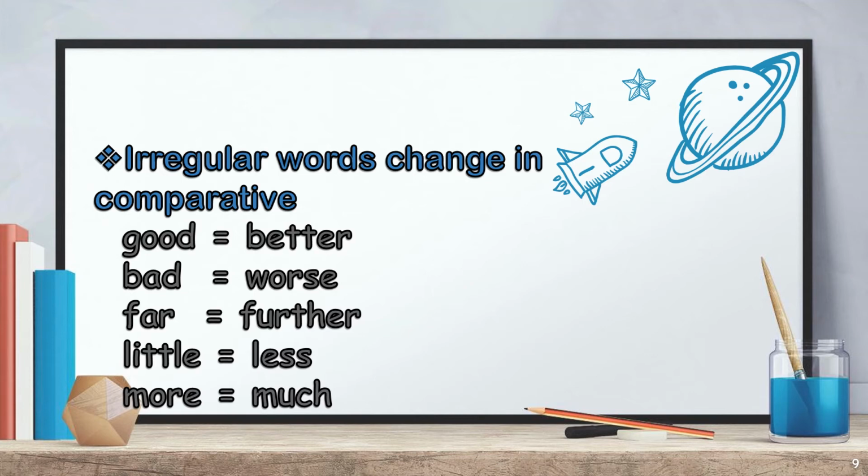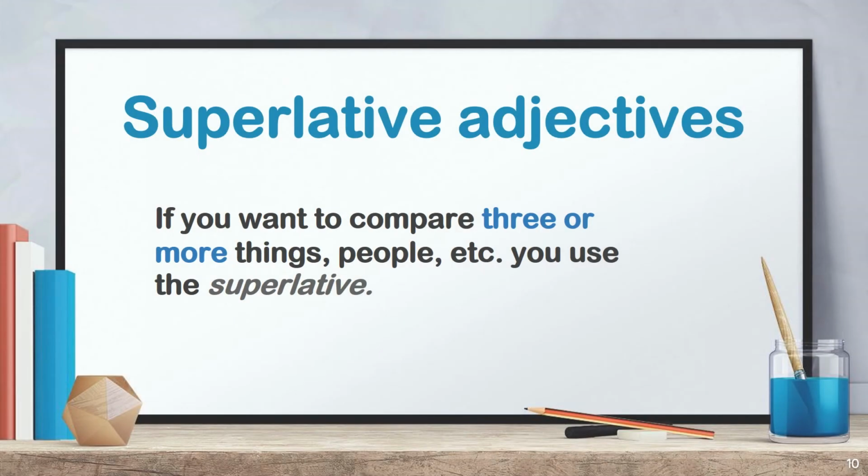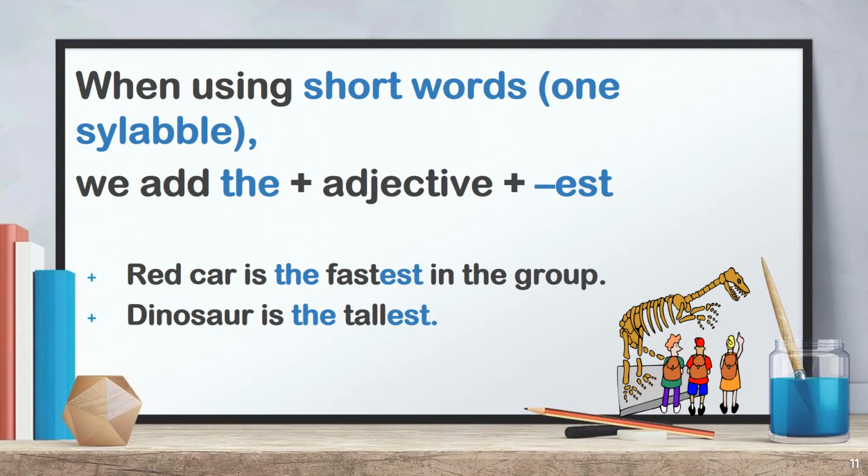It's very important. Now let's move on to the superlative adjectives. The superlative adjectives, actually, when we want to compare three or more things, people, etc., we use the superlative. So like when we want to compare three people, three things, three places, or more, we actually use the superlative. Superlative, when we are using short words, one syllable, we add the adjective plus est.